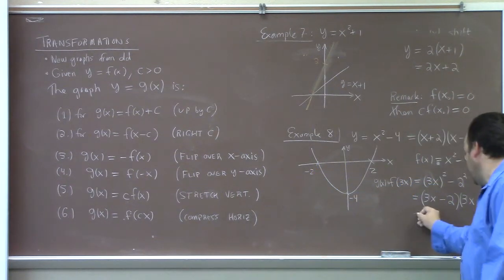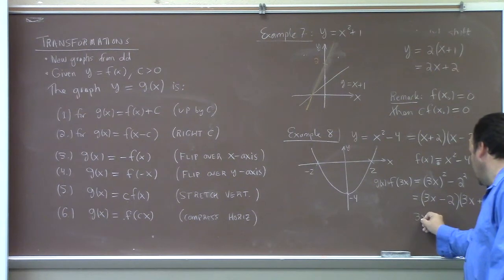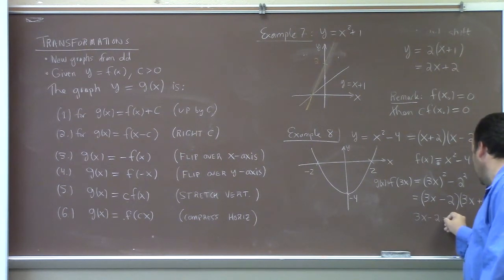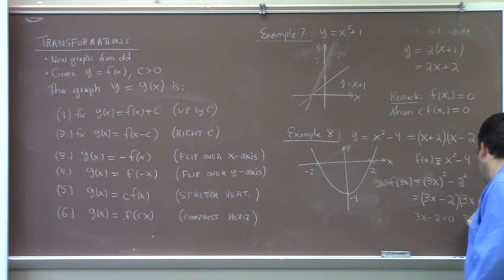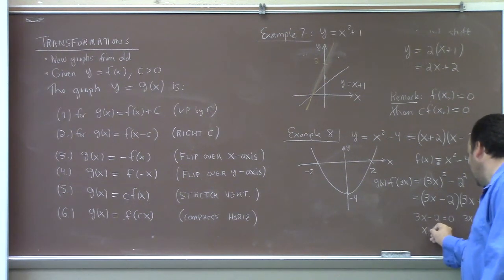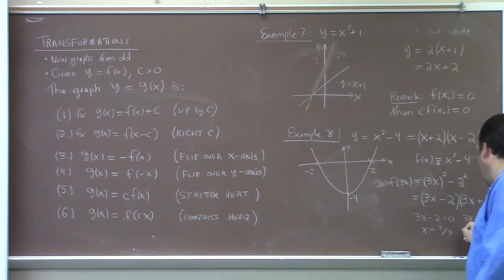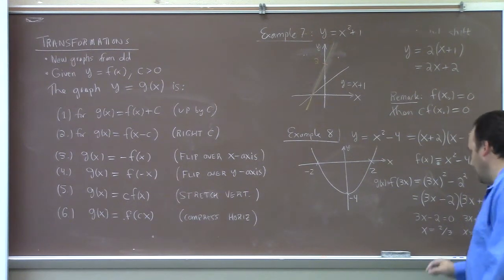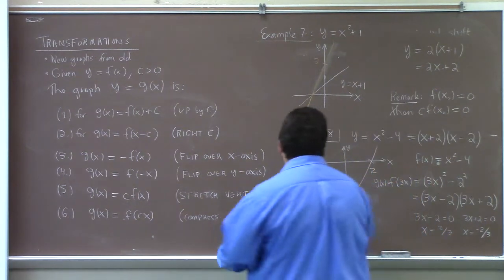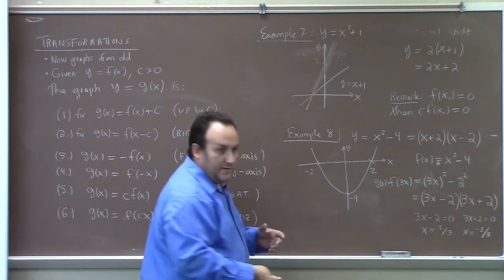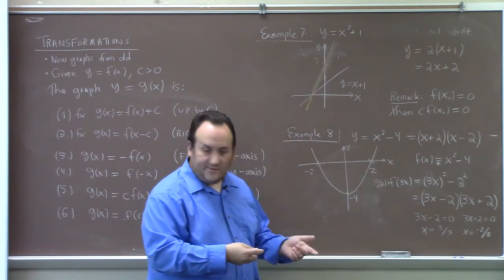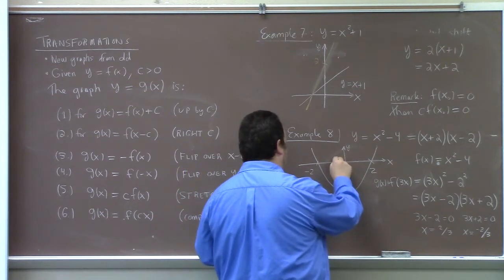We need 3x minus 2 equal to 0, or 3x plus 2 equal to 0. So either x is equal to 2/3 or minus 2/3. The transformed function has zeros not at plus and minus 2, but plus or minus 2/3, which is like here somewhere.